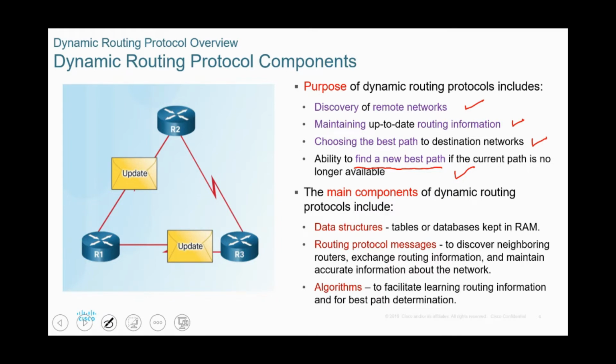So the main components of the dynamic routing protocols include the data structure, which are tables or databases kept in random access memory. You will have the routing protocol messages to discover neighboring routers, exchange routing information, and maintain accurate information about the network. And the main components will also include the algorithm. These algorithms facilitate learning routing information and best path determination.